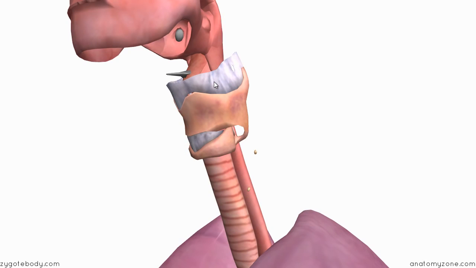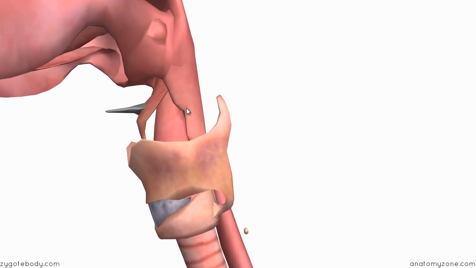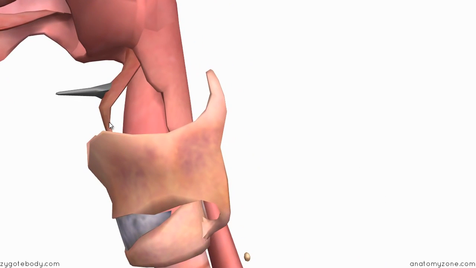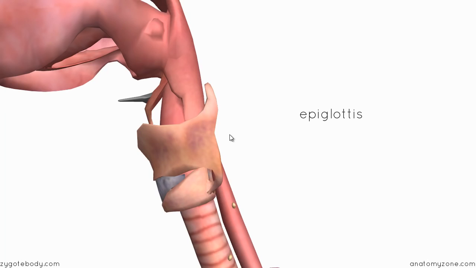So if I just get rid of the thyrohyoid membrane, we can take a look at the first cartilage. So you can see this cartilage here. This is called the epiglottis. So remember I mentioned one of the functions of the larynx was to protect the respiratory system. The epiglottis is essential because it can close off the opening to the larynx by flapping over and protecting it from any food or debris or anything entering the mouth.